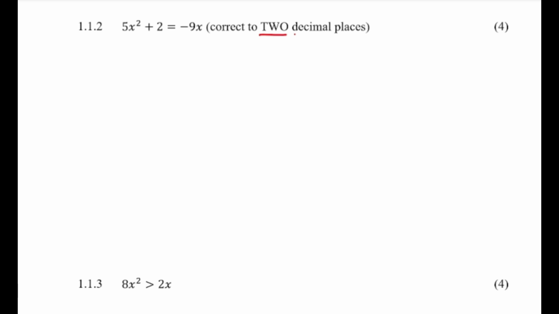Let's look at question 112. It says correct to 2 decimal places, we must solve for x. How does this guide us? So it shows us that we have to use the quadratic formula here. Once you see this correct to 2 decimal places, it means you have to use the formula.